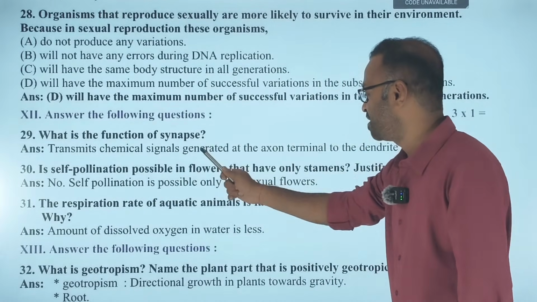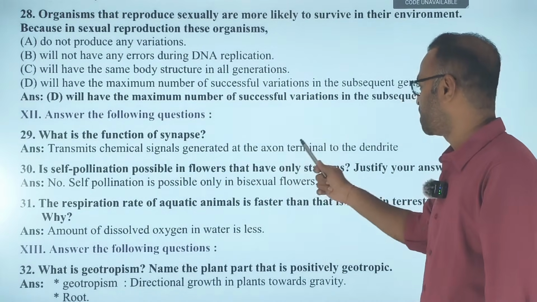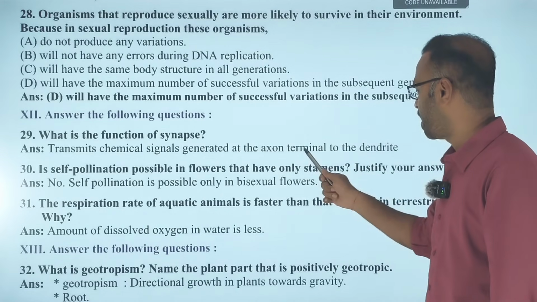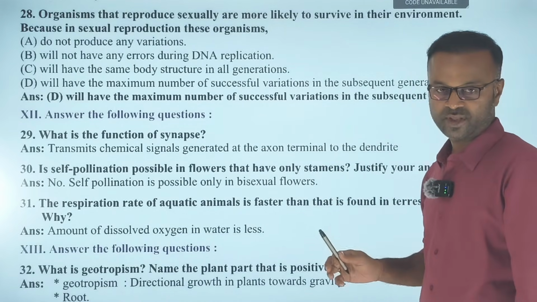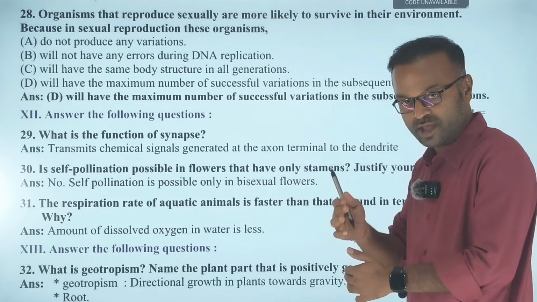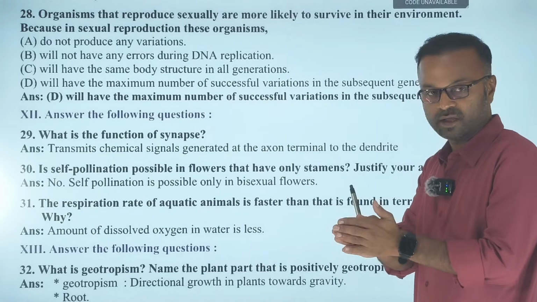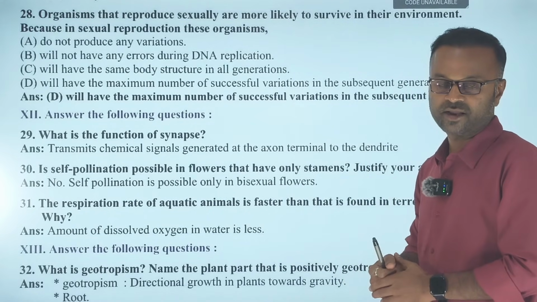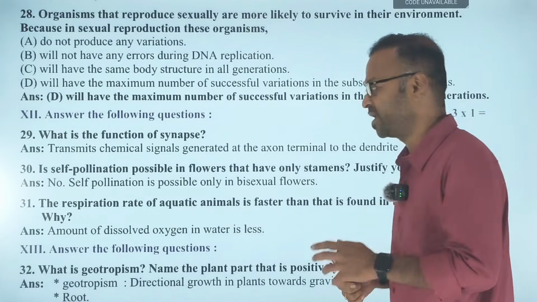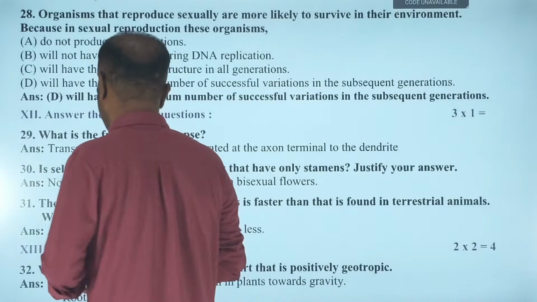See their answer: it transmits the chemical signals generated at the axon terminal, or at the nerve ending, to the dendrites. The electrical signal gets converted into a chemical signal between the nerve ending and the dendrites of the other neuron. There is a small gap that is called the synapse. That is the function of the synapse.